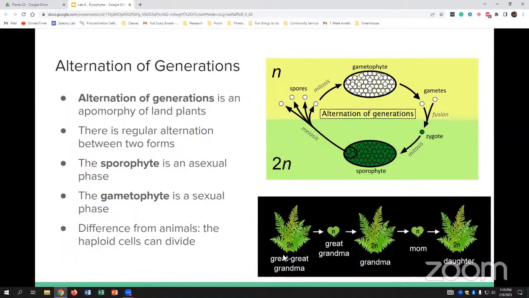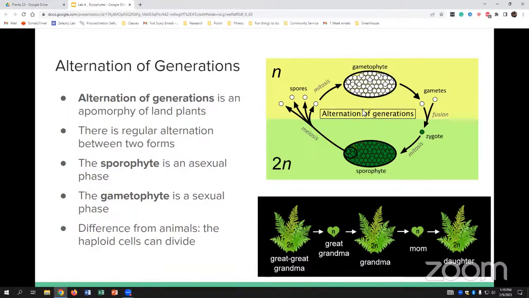But you'll have one generation as your diploid fern, then the next generation be a haploid generation, then diploid generation, and so on. So this is a little different than when we think about animals. So the sporophyte generation is kind of in an asexual phase. And then the gametophyte generation, the 1N, is in more of a sexual phase as we are doing plant reproduction.